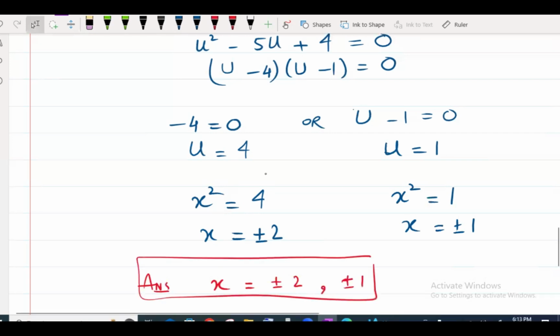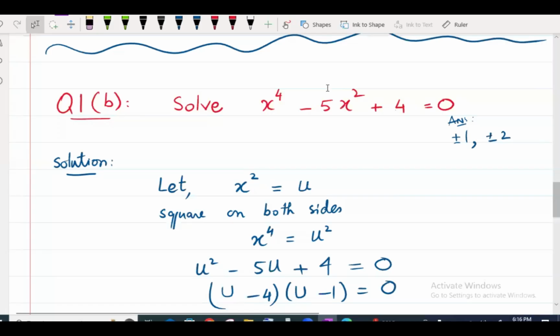So move on to part C. What do you mean by smallest power? Yeah, there are two powers of x. This is 4 and this is 2. The rule is you have to assume the smallest power of x, which is x squared, as u. This is the rule for every question.